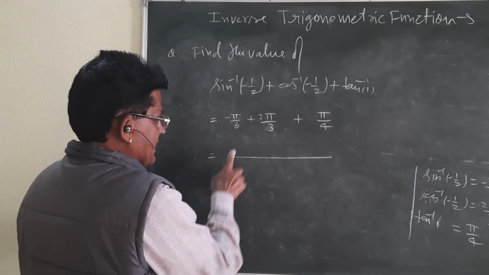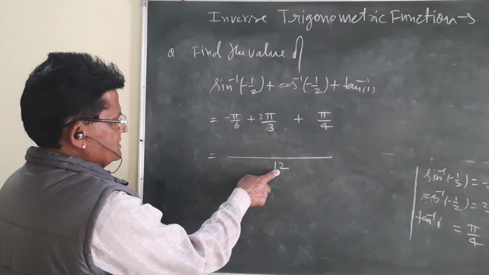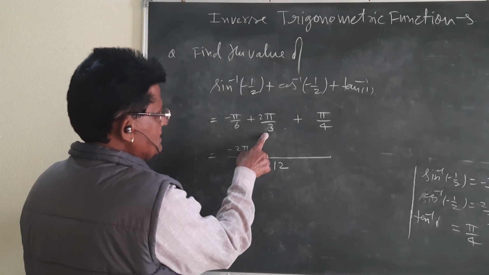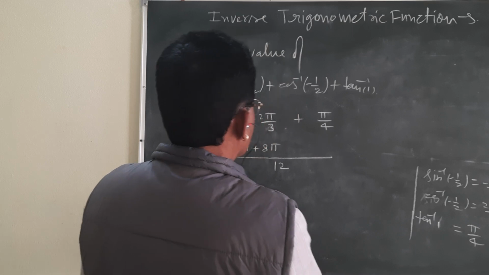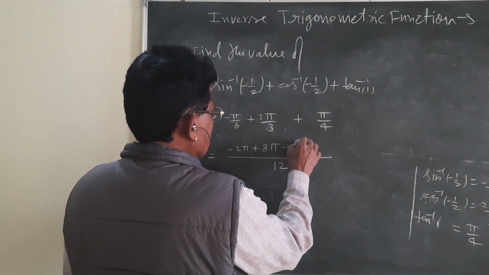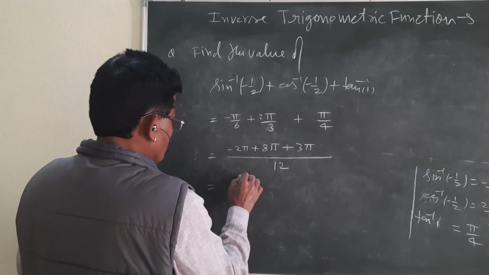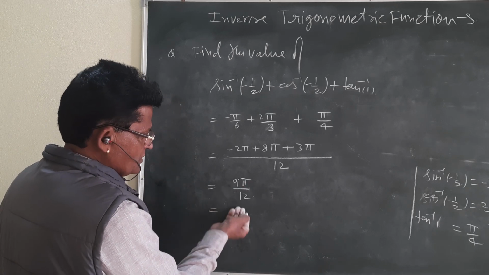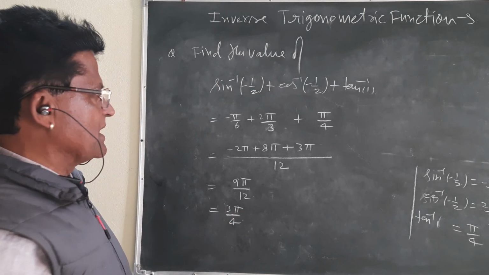Clearly, its LCM is, I think, 12. 12 is the LCM. You see, 12 divided by 6 is 2, minus 2 pi, plus 12 divided by 3 is 4, 8 pi. And next, you see, 12 divided by 4, that is 3 pi. Okay, you must see 6 plus 3, 9 pi by 12. 9 pi by 12, if you want to change it into simplest form, you can change it to 3 pi by 4. Its value will be 3 pi by 4.